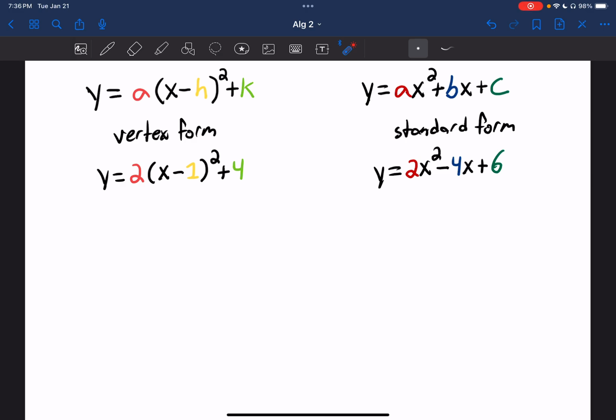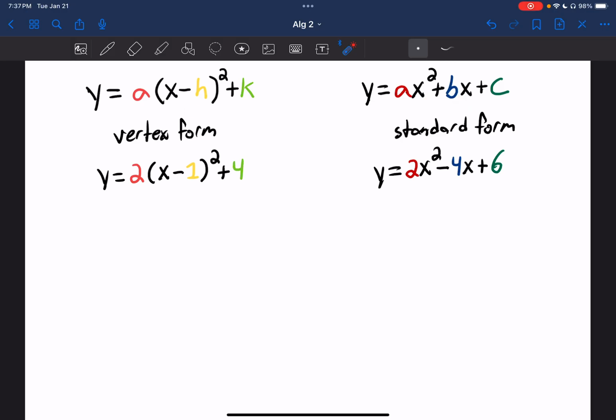So to get started, we have our two ways of writing quadratics. We have vertex form, which looks like this, where we have A, H, and K, and we have standard form with A, B, and C. You see, this one has parentheses, this one does not.